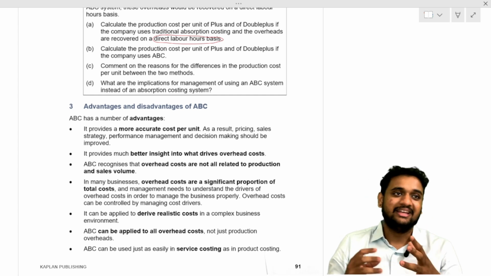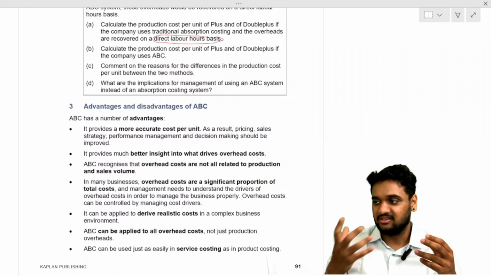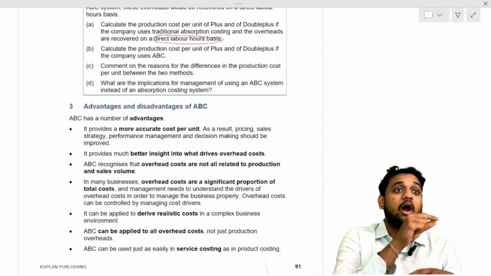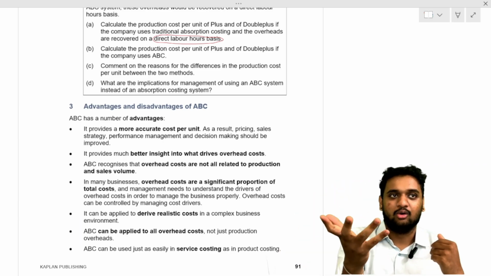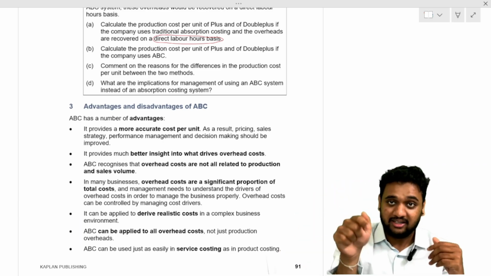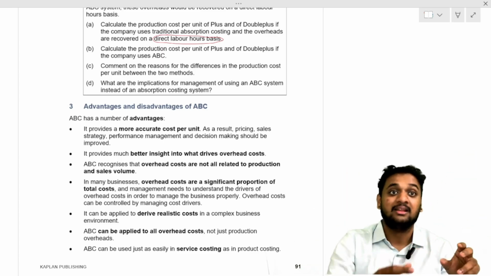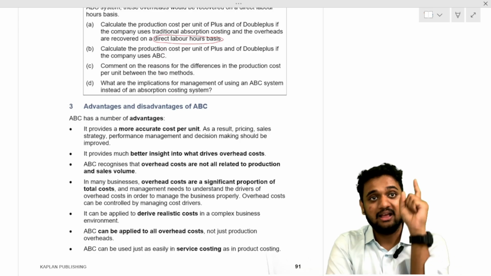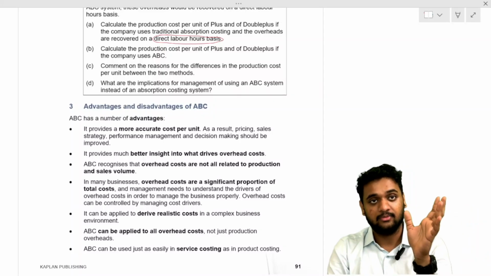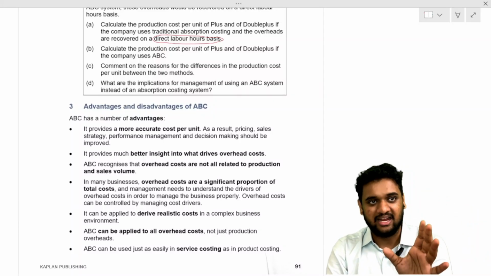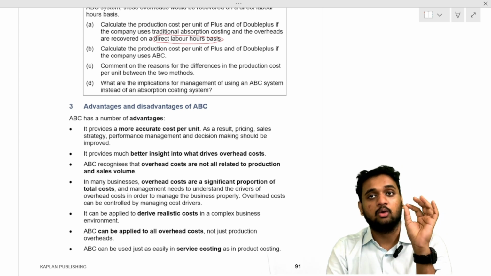Second is, it gives us a better insight. What is insight? Understanding. It gives a better insight on what drives the cost. In absorption costing, you don't know; we think everything is driven by labor hours. But here it tells what drives the cost. Labor cost is driven by labor hours, machine cost is driven by machine hours. Like that, we know what drives the cost. So it gives a better insight on what drives the cost.